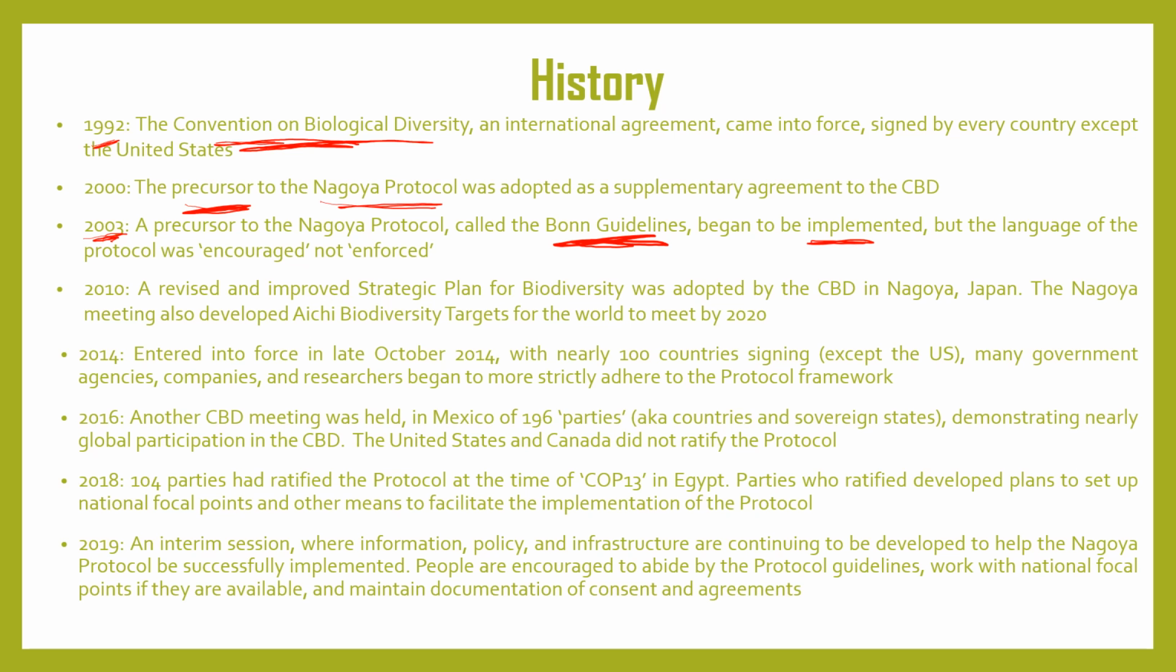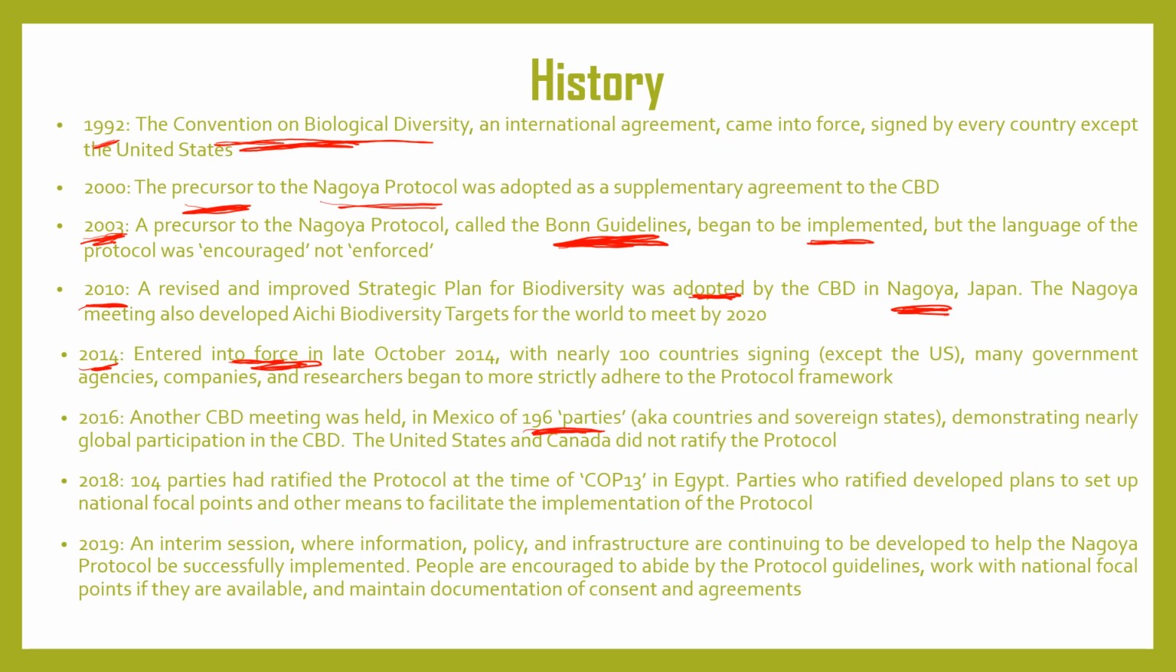So in 2003, the precursor of Nagoya Protocol, which is known as Bonn Guidelines, was implemented. Later on, in 2010, that is in Nagoya of Japan, Nagoya Protocol was adopted, which means that the final draft of Nagoya Protocol was adopted there. And in 2014, it entered into force, that is, all the signatory members have signed it, and later it was gradually ratified.